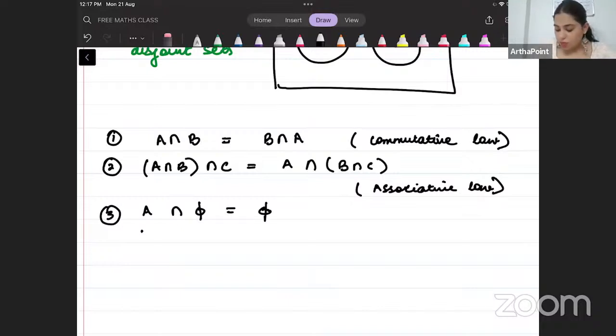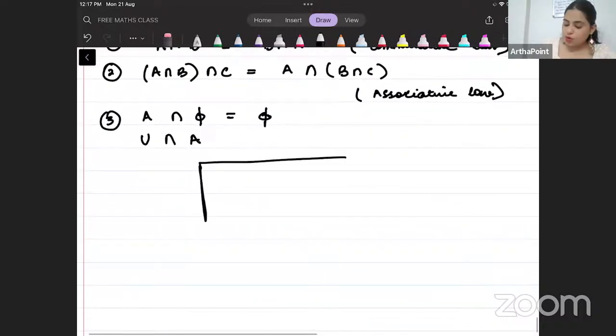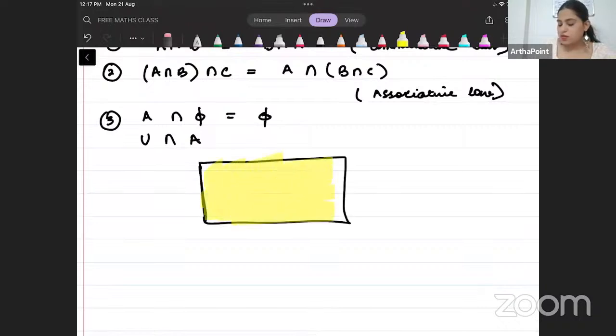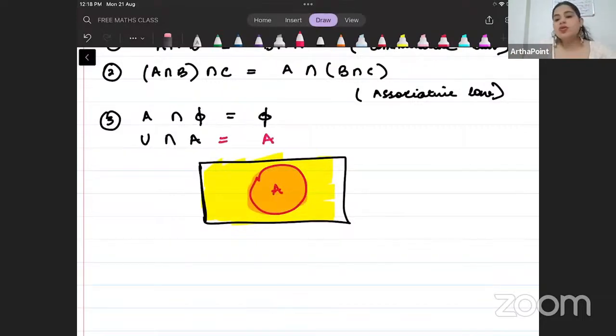Similarly, if you find common between universal and A, beta, imagine this: this entire thing is the universe, and this is A. So what is the common part between A and the universe? This is what is common in both. So common between universe and A is A. These two are very important properties. Common between phi and A will be phi, and common between universe and A will be A.